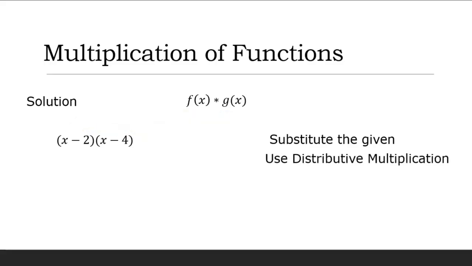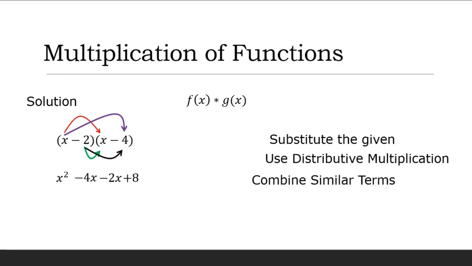We will multiply the first term to each of the terms of the second function. So x times x is x squared, then x times negative 4 is negative 4x. Next, we will move to the second term, which is negative 2. So, negative 2 times x is negative 2x. Then, negative 2 times negative 4 is positive 8.